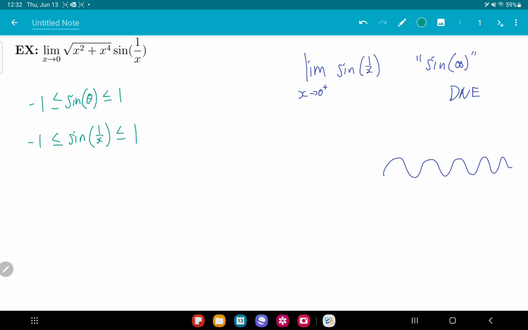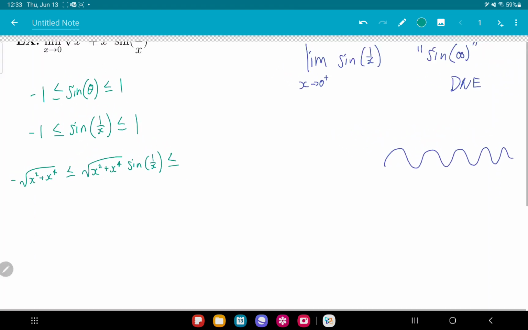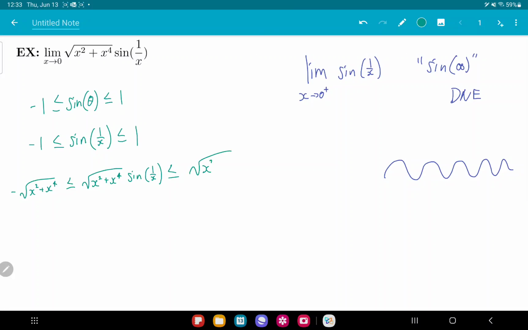Now, what I'm trying to do is make this guy appear in the middle of this inequality here. So what I can do is multiply all three parts, 1, 2, 3, by this square root. So I'll do that. I get negative square root, blah, blah, blah, is less than or equal to square root, blah, blah, blah, times sine of 1 over x, less than or equal to, oopsie daisy, the square root of blah, blah, blah. All right, so I have this inequality, which I hope you agree is justified.